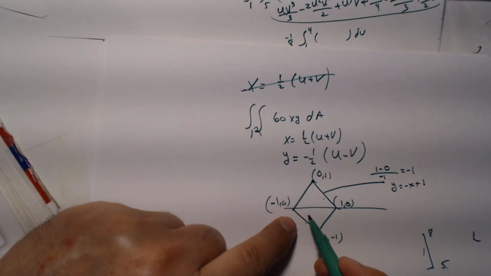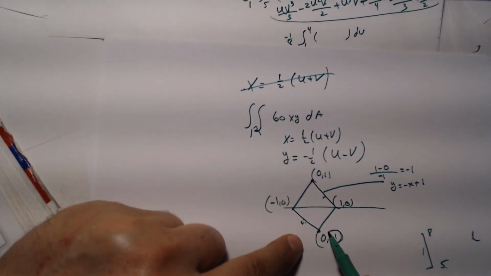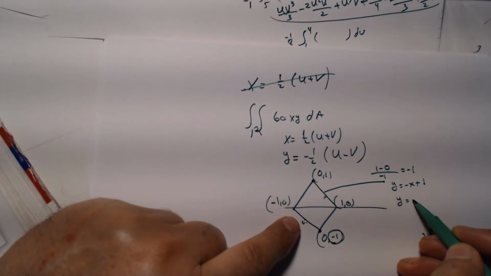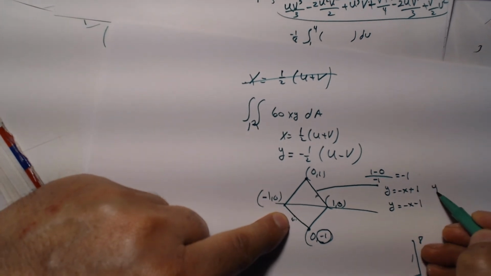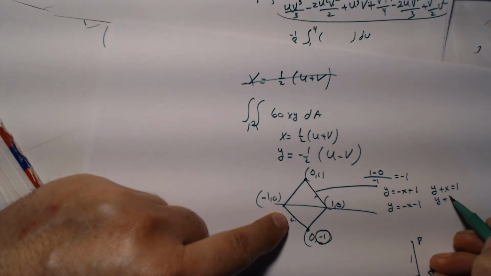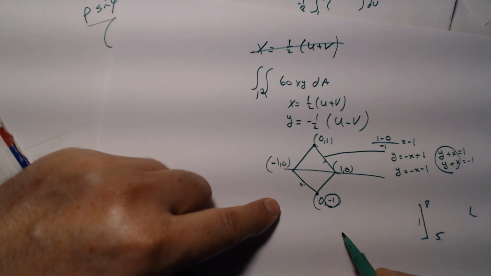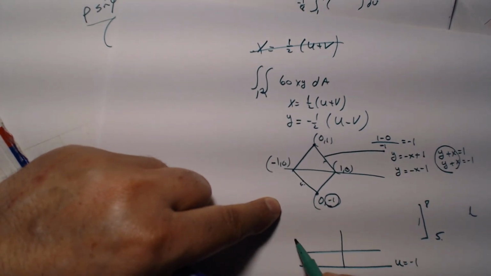I bet you these two are parallel to each other. And the y-intercept is negative 1. Therefore, this is y equals negative x minus 1. Therefore, I bet you this one is y plus x equals 1, and y plus x equals negative 1. I'm going to call y plus x my u. And I go from negative 1 to 1.